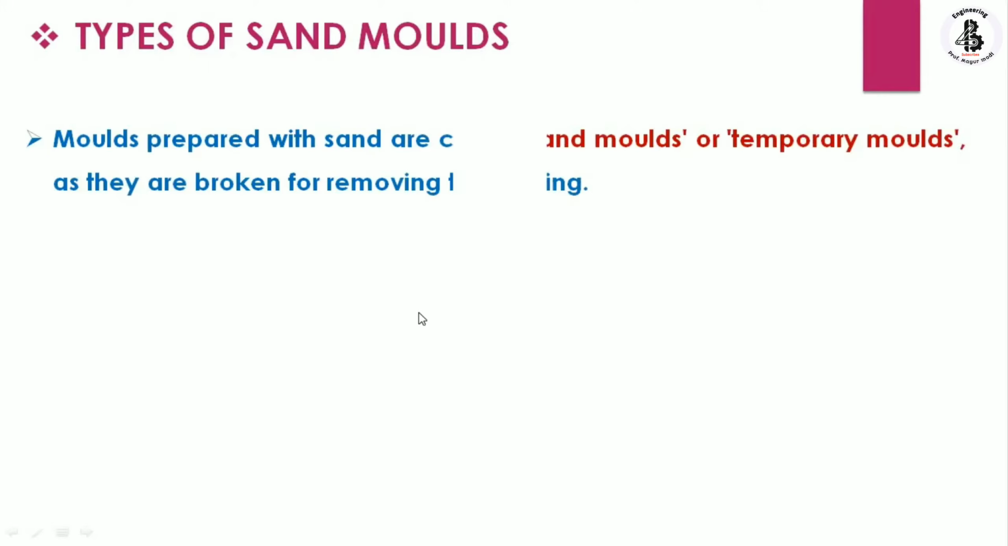Basically, molds prepared with sand are known as sand molds, or you can say they are considered temporary molds. In the case of temporary molds, they are broken to remove the castings. After pouring molten metal into a sand mold, the metal solidifies, and after the solidification process, the sand mold is broken out. So it is known as a temporary mold casting process.